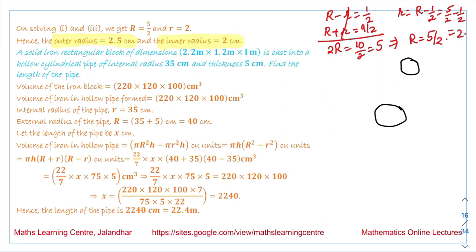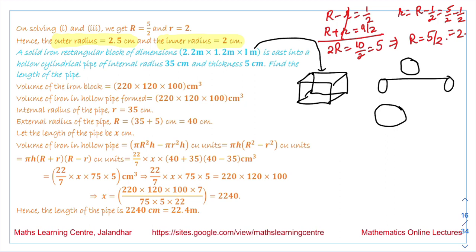Now next we are given that we have a solid rectangular block of dimension 2.2 meters by 1.2 meters by 1 meter. These are the dimensions of this block that are given to us. Rectangular block means we are talking about a cuboidal box over here. And it is melted and casted into a hollow cylindrical pipe. Hollow cylindrical pipe means the pipe is like this.